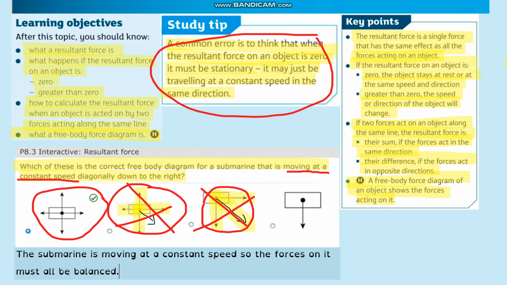Okay, so to summarise that little answer at the bottom there, the submarine is moving at a constant speed, so the forces on it must all be balanced.